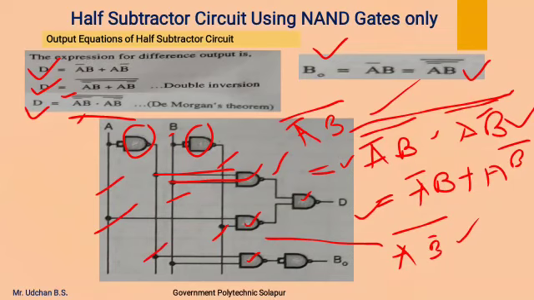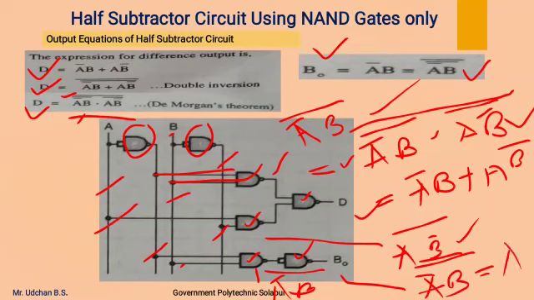So A bar and B are connected to a NAND gate, which will produce the output A bar B complement. Now as we want only A bar B, another NAND gate is connected, which is going to act as a NOT. So the output of this equation will be A bar B double complement, which gives only A bar B. This is how we can construct a half subtractor circuit using NAND gates only.